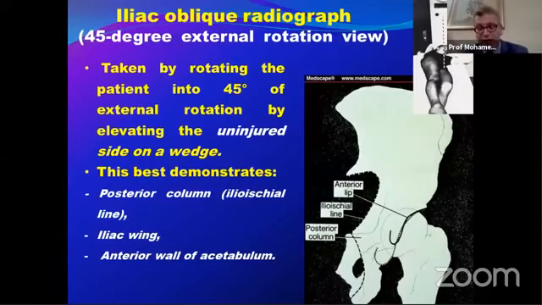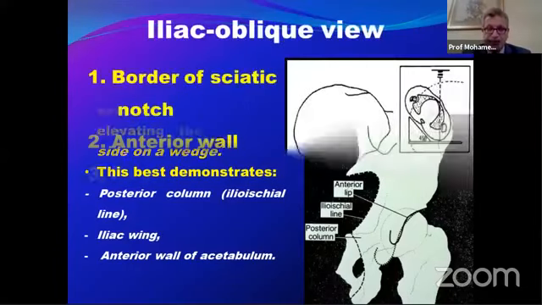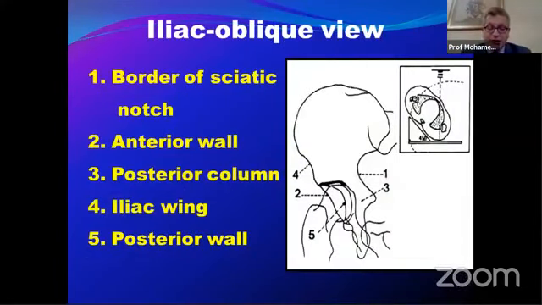So in the iliac oblique view, I elevate the normal side, not the affected side, and this is what we call the external rotation view, by elevating the uninjured side on a wedge. This best demonstrates the posterior column, represented by the ilioischial line, the iliac wing, and the anterior lip, the anterior wall of the acetabulum. The iliac oblique view.